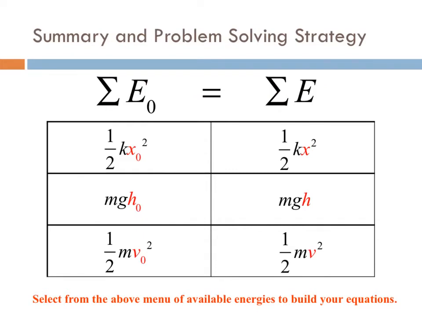So when it comes to creating the equation that you're going to eventually end up using, you really want to choose from this selection up here. So on the left are any types of energies you have at the beginning of your situation, and on the right is any type of energy you'll have left at the end of your situation. And so we're going to look at a couple of examples to help you build this strategy.